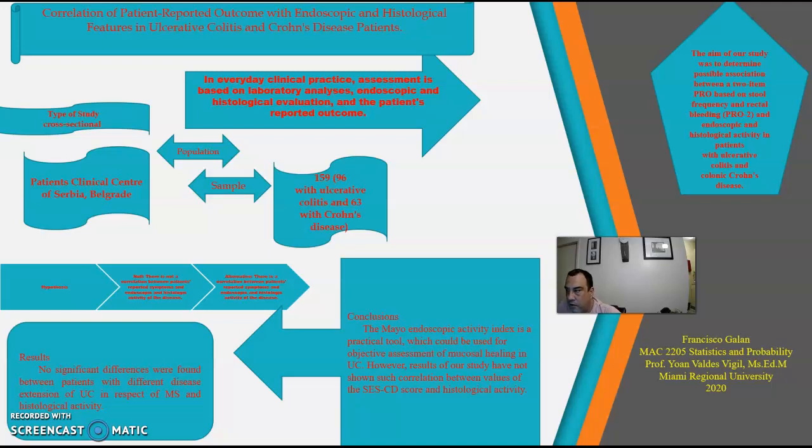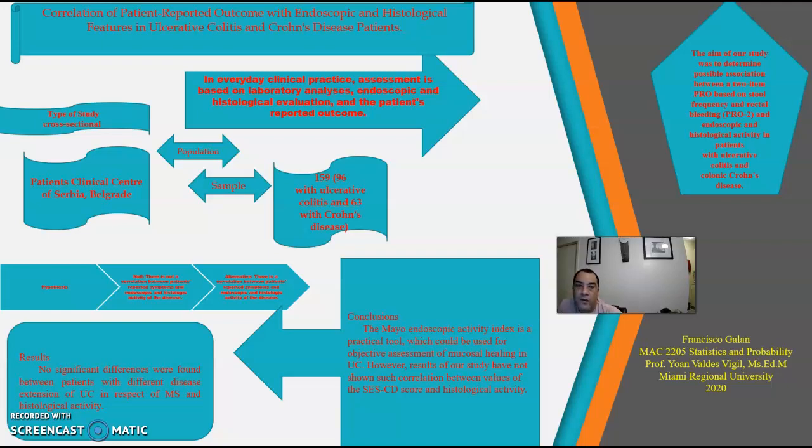I'm Francisco Alan, and my work is about the correlation of patient-reported outcome with endoscopy and histological features in ulcerative colitis and Crohn's disease patients. This study is a cross-sectional study, and the population is all the patients in the clinical center of Serbia in Belgrade, and the sample is 159 people, 96 with ulcerative colitis and 63 with Crohn's disease.